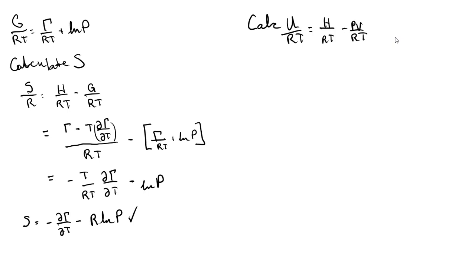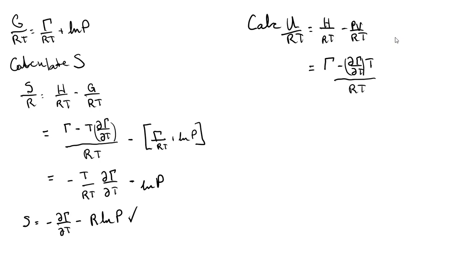Because we don't know that it's an ideal gas, it would be better if we went through and actually did the calculation to prove that is how it works. So anyway, U over RT is equal to H over RT. What is H over RT? H is gamma minus d gamma dT times T. Make sure I got that copied right from the previous page. Yes, I do. And so that is divided by RT.